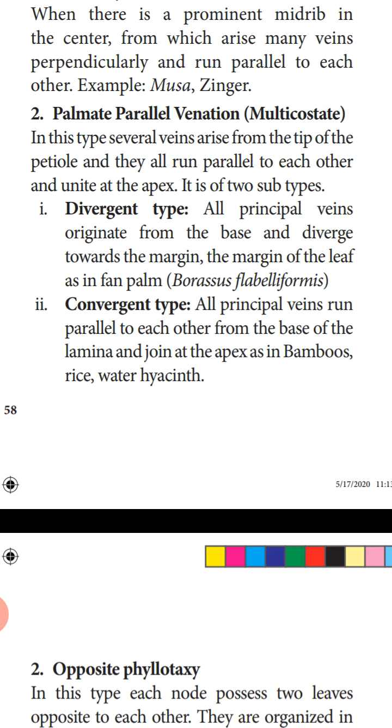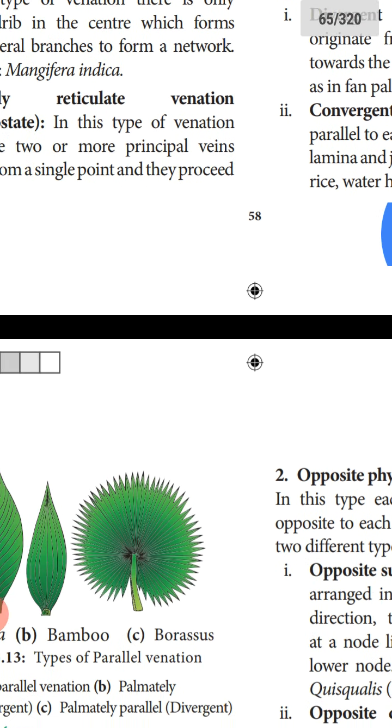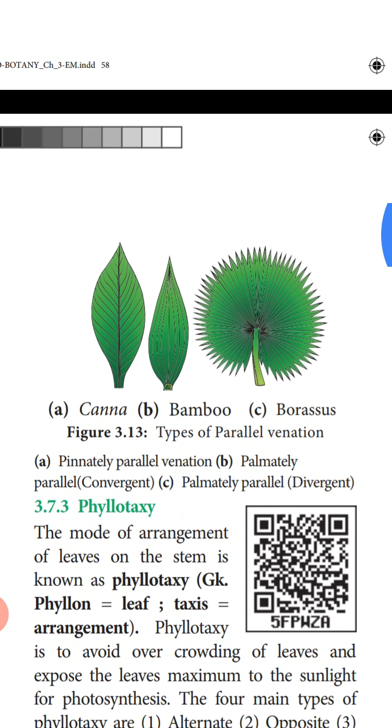Convergent type: all the principal veins run parallel to each other from the base of the lamina and join at the apex, as in bamboos, rice, water hyacinth, etc. Then it is called the convergent type. So here you can see in this diagram the types of parallel venation.